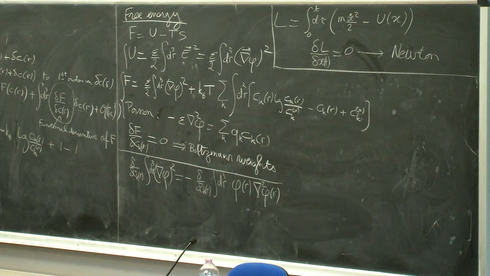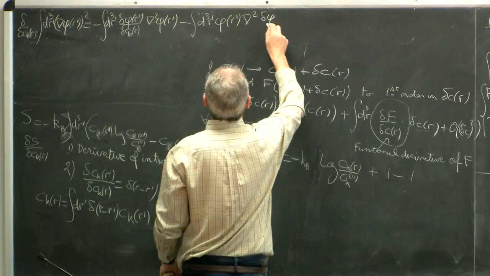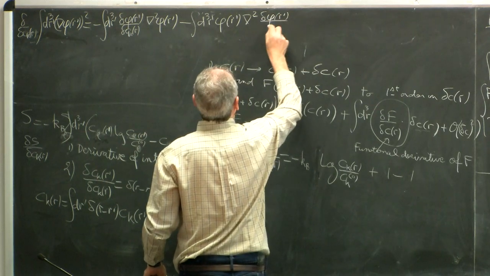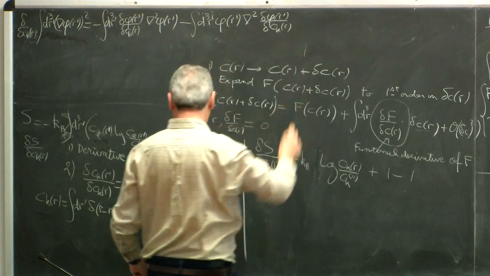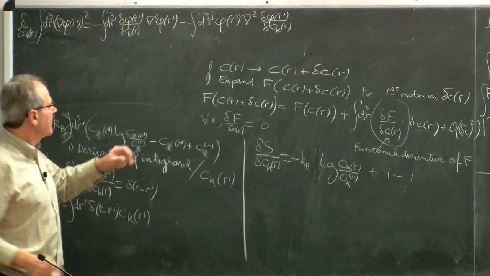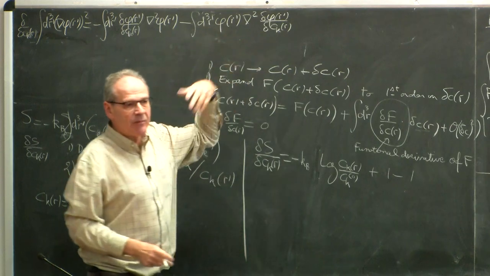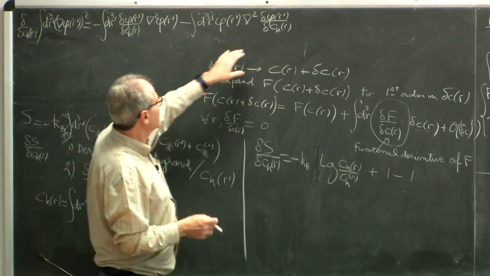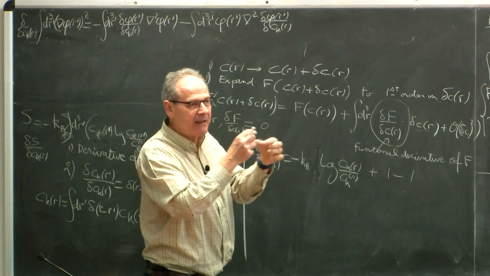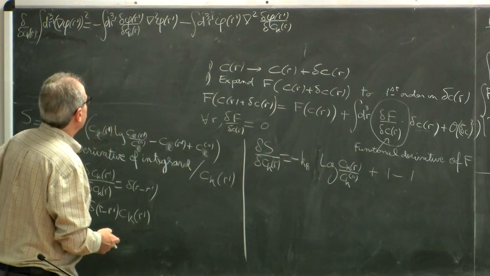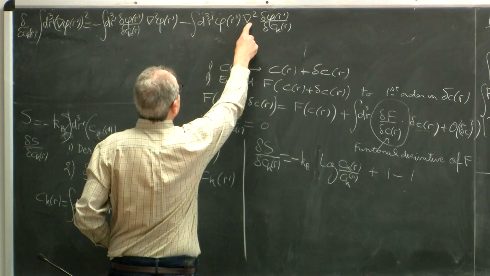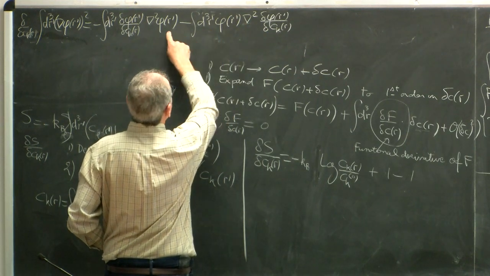is minus integral d^3r' phi of r' gradient squared delta phi of r' by delta c_k of r. Right, r' is a variable of integration, so it commutes with the delta by delta c_k because it's not acting on the same points. And therefore, if you integrate this by parts, it acts here, so it doubles this term.